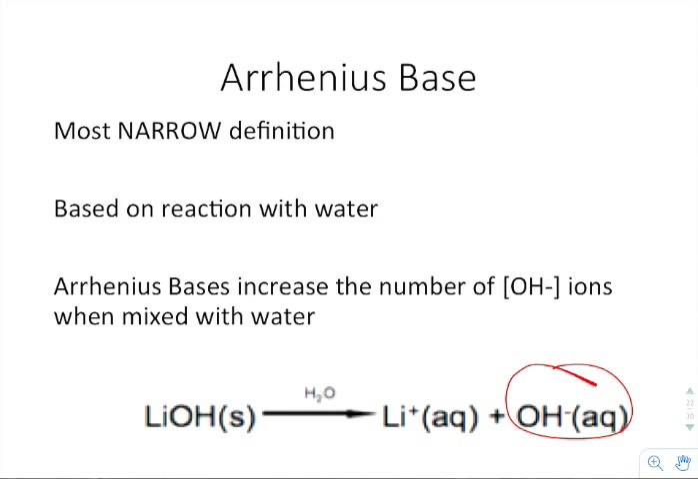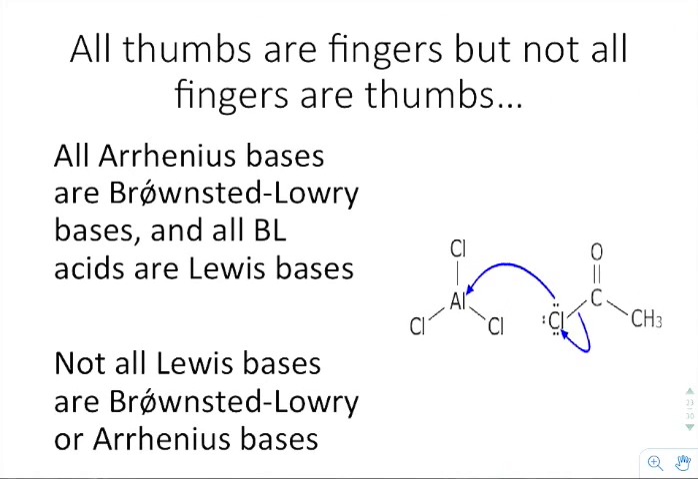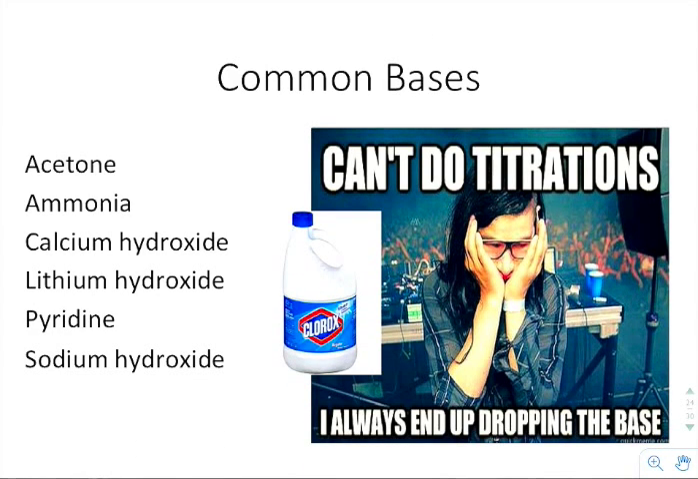Now when we talk about bases, we're going to talk about the Arrhenius base. That's going to be our operational definition. Okay, so unless we say Lewis or Bronsted-Lowry, if I just say base, think of it in terms of the Arrhenius base. So the whole idea of all thumbs are fingers, but not all fingers are thumbs argument comes up again. If you have a Lewis base, that does not necessarily mean that it's an Arrhenius base. If you have an Arrhenius base, that does mean that it's a Bronsted-Lowry base.